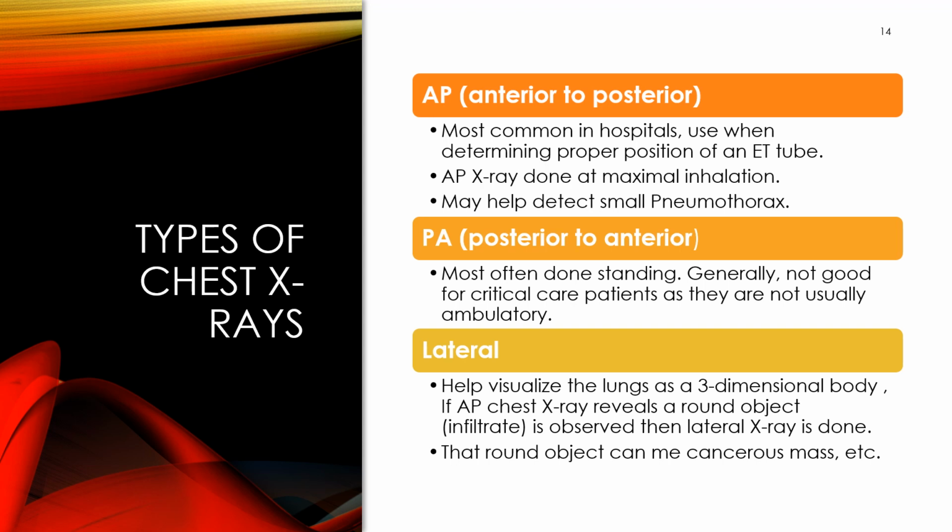For example, an AP, anterior to posterior x-ray, is the most common x-ray you do in the hospital. It's good for determining the position of an endotracheal tube. It's done on maximal inhalation, and it can also detect a small pneumothorax. So when you think about it, that is the most common x-ray, AP, good for determining position of an endotracheal tube.